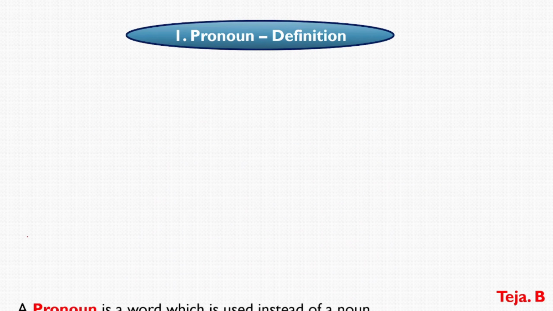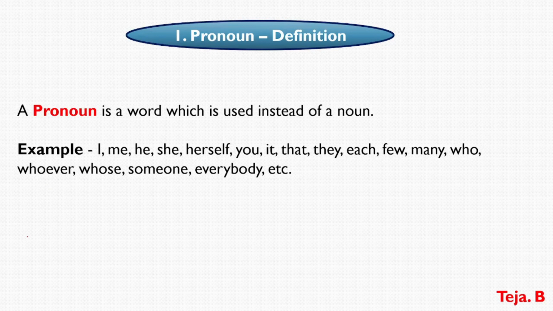Pronoun definition. A pronoun is a word which is used instead of a noun. For example, I, me, he, she, etc. are examples of pronouns. A pronoun is a word which is used in the place of a noun.